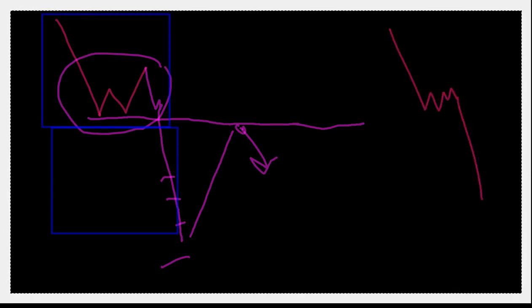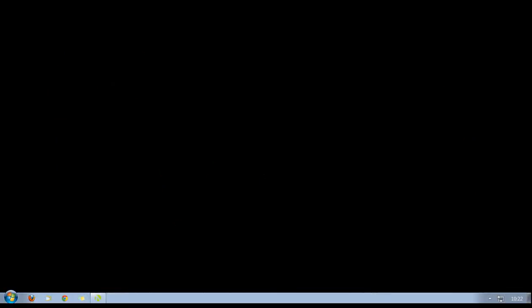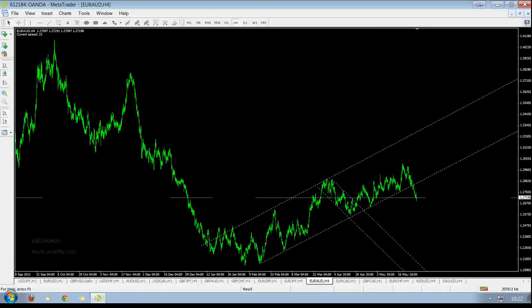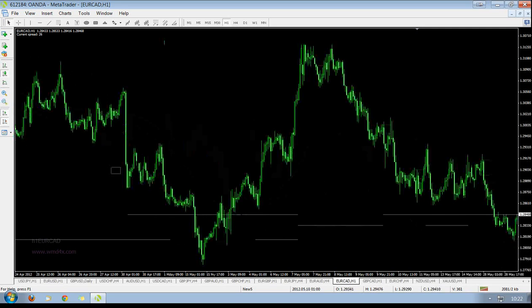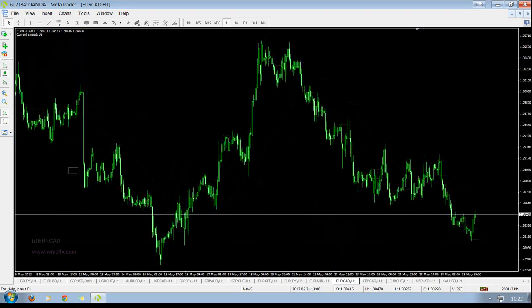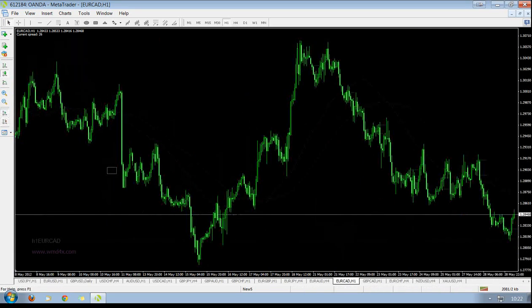We're looking here at EuroCAD in the first instance, and it was quite easy looking back at EuroCAD and finding these structures, because I've tended to notice a lot of them on EuroCAD in any case. But here's the first example, right? So we have quite a strong bearish push. There's our double bottom, and the price ends up breaking through, and then she comes back and retests that area, right?